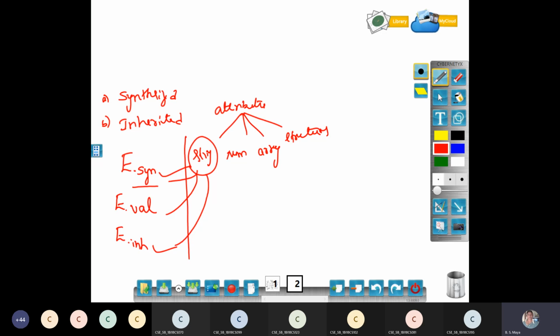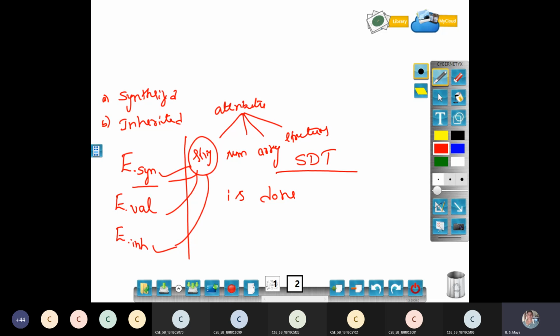Let me move on to what we mean by syntax directed translation. We get the definition at the beginning of your chapter. Normally we call it SDT, syntax directed translation. What is translation?